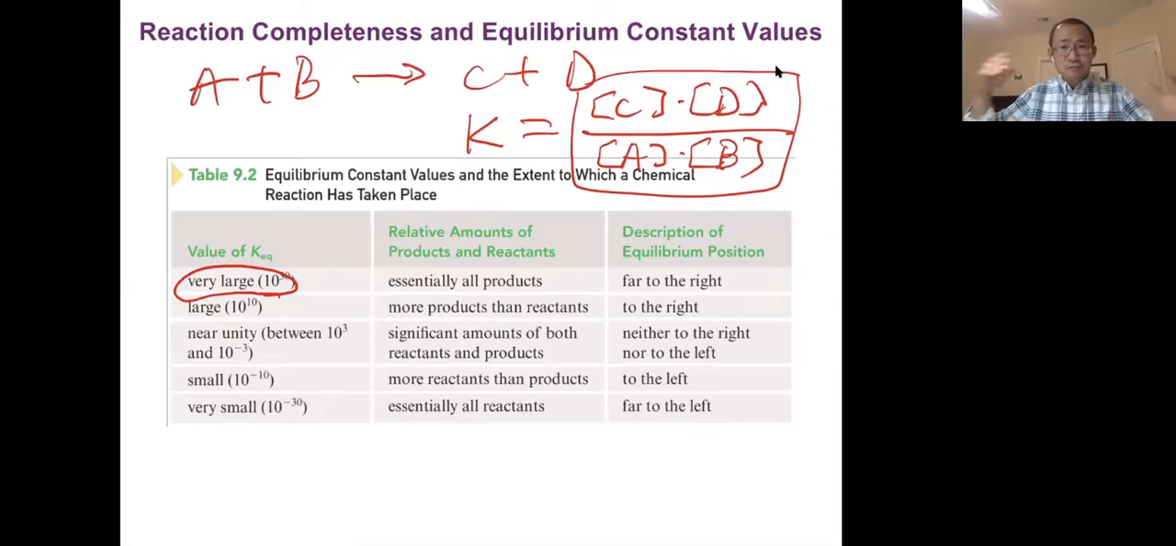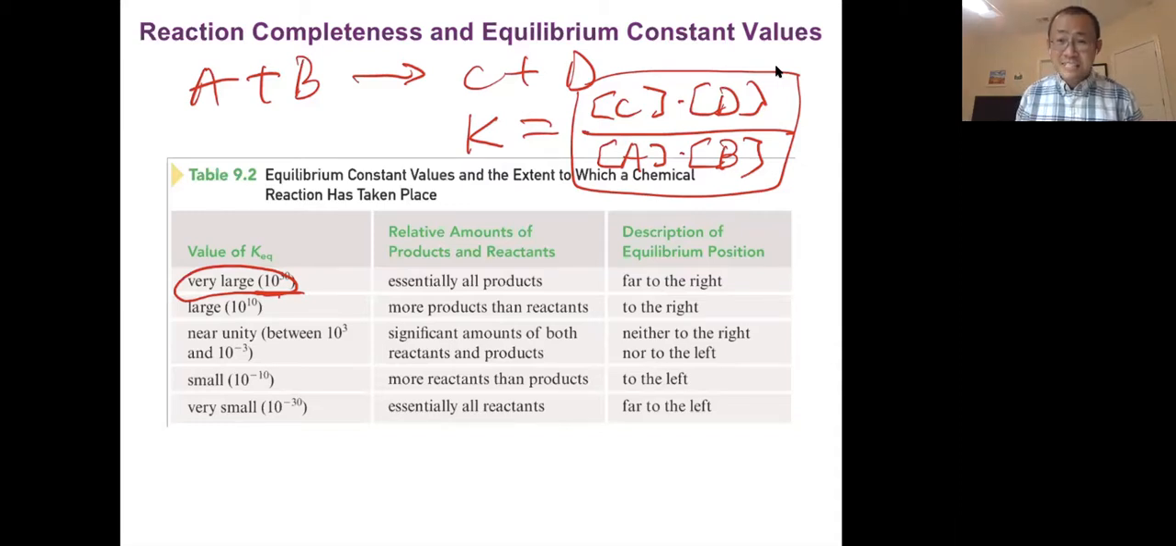What is the relative location of the equilibrium? If we have a huge K, a very big K, they give an example. What is very big? It's 10 to the 30th. That means we essentially have all products, because K is too big. C and D are almost everything. You don't have any A and B because K is so big. So the reaction favors C and D.